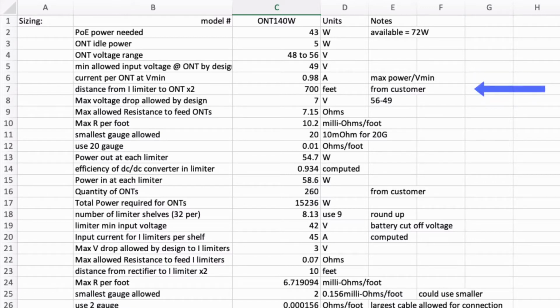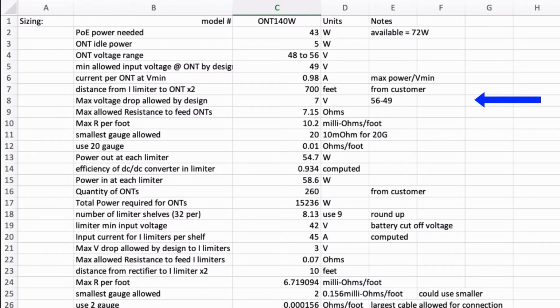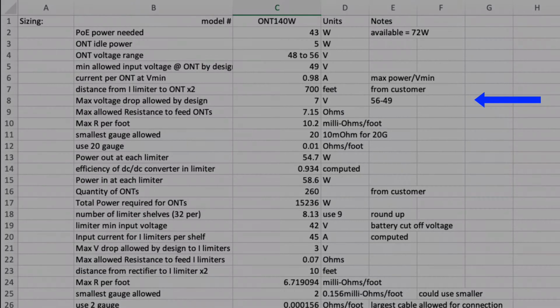Our customer told us the maximum distance from the power limiter to the ONT is 350 feet. Since we need to account for a round-trip voltage loss, I'll double that number to 700 feet. The maximum voltage loss I can allow in the Class 2 distribution is the maximum output voltage of the power limiter, or 56 volts, minus the minimum input voltage allowed at the ONT, in my case, 49 volts. So the maximum loss allowed is 7 volts.